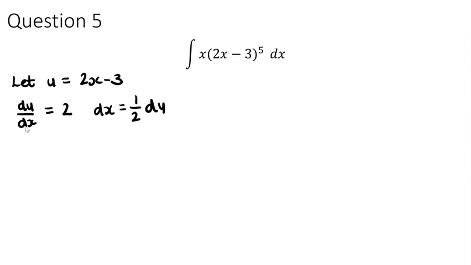So I can now replace the bit in the bracket with a u. I can replace the dx. The only thing left to replace is the x. So what I can do is go back to that substitution of u equals 2x minus 3, add 3 to both sides and divide by 2. So I can rewrite x as u plus 3 over 2. Now I can replace the x with u plus 3 over 2. All the x's must go. They need to get replaced with u's here. So x gets replaced with u plus 3 over 2.